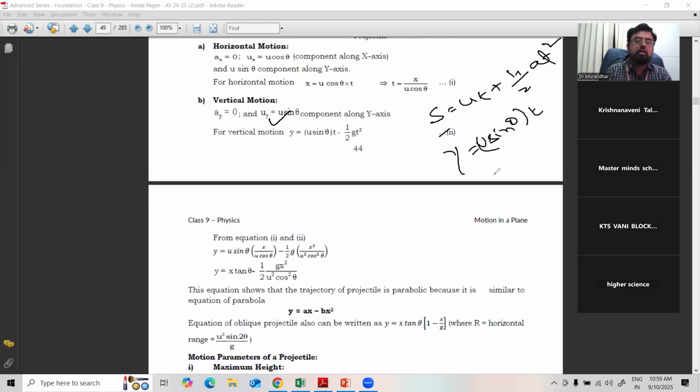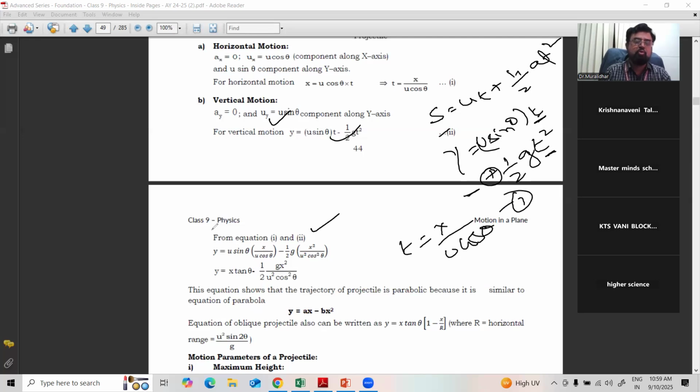into t plus 1 by 2. A is nothing but g, the vertical component, so gt square. You get minus here because it is going vertically upward, against the gravitational force. So from equations 1 and 2, combining 1 and 2, in place of t we substitute x by u cos theta. Wherever t is there, we substitute, because from equation 1, t is equal to x by u cos theta.